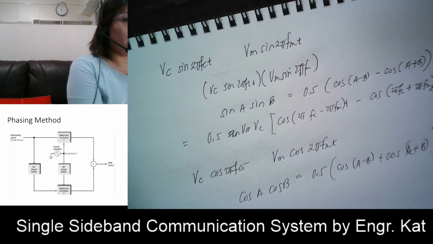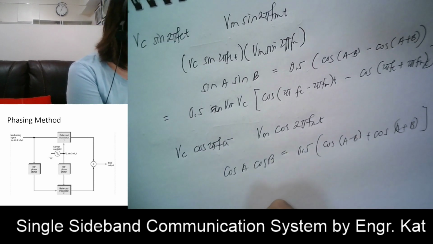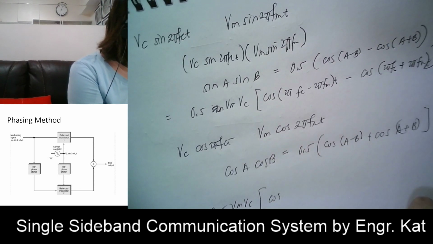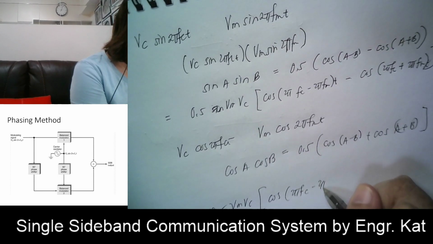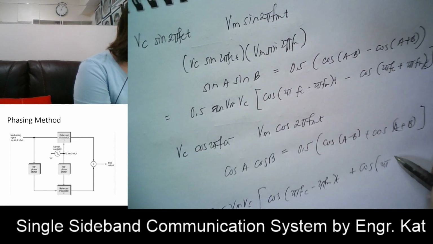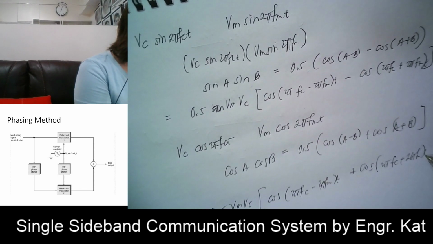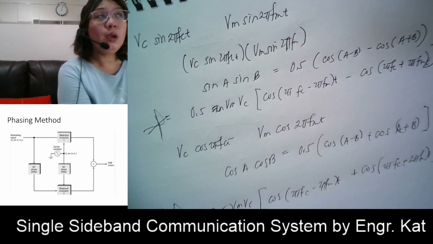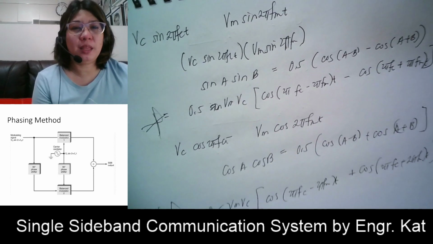Okay, so further elaborating this formula, you have 0.5 VM VC cosine of 2 pi FC minus 2 pi FMT plus cosine of 2 pi FC plus 2 pi FMT. Okay, so this and this will go to your summing point. Okay, so you will be adding these two.